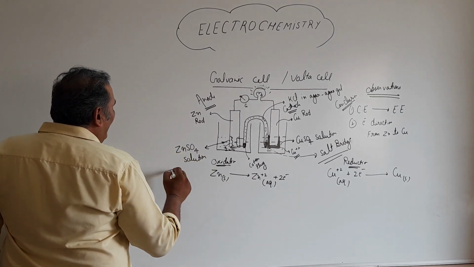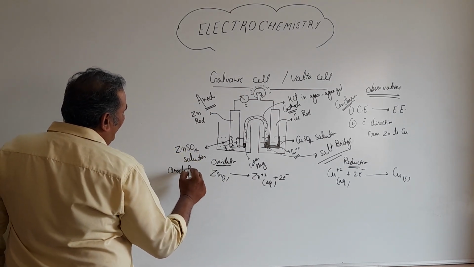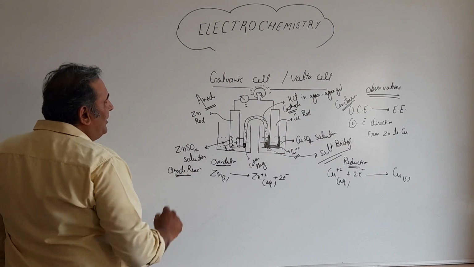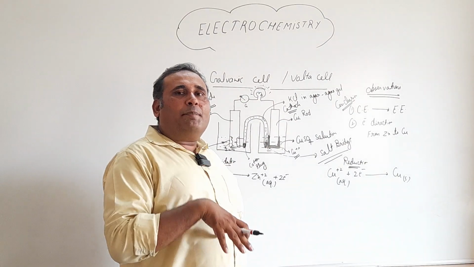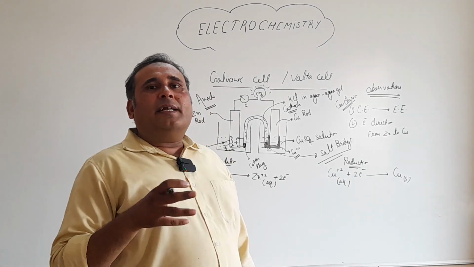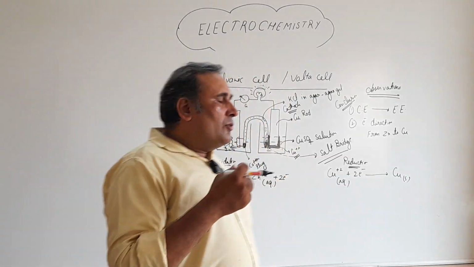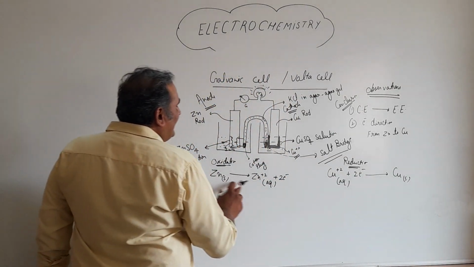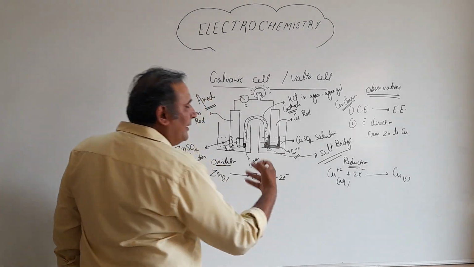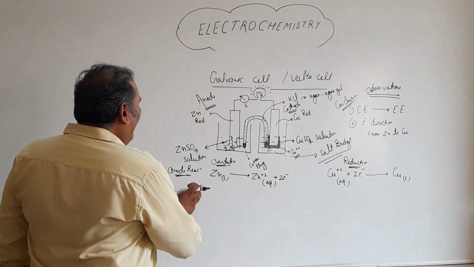How? So what is the anode reaction? Anode reaction means the reaction which takes place at anode, and the cathode reaction is the reaction which takes place at cathode. So what is happening at anode? Zinc gets converted into Zn+2 by donating the 2 electrons. So that is called anode reaction.